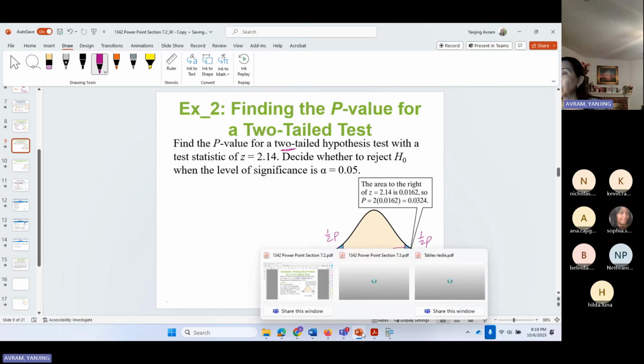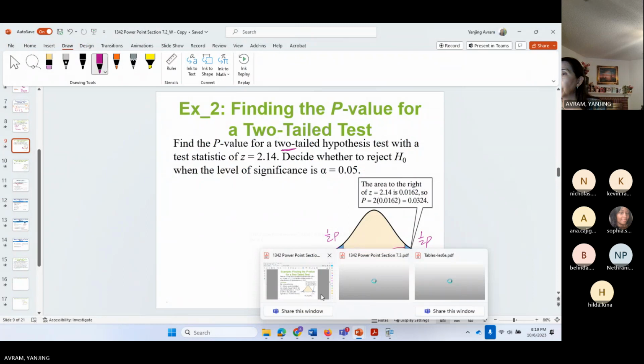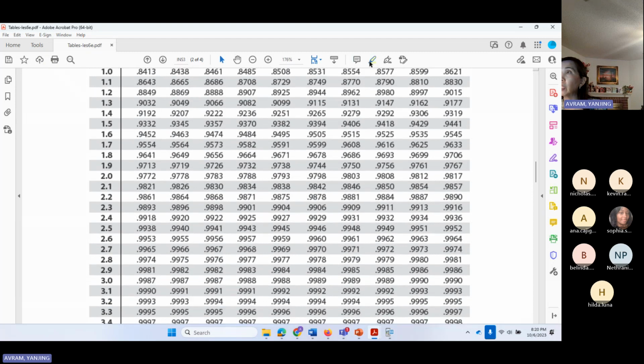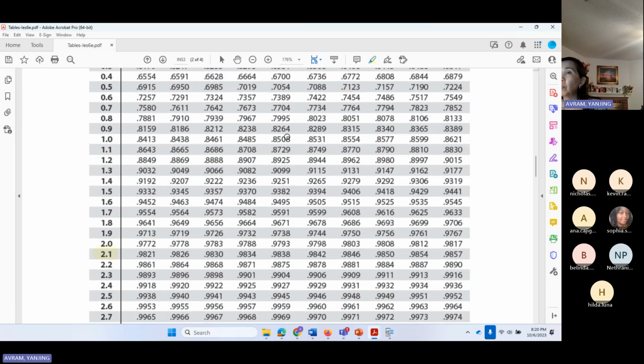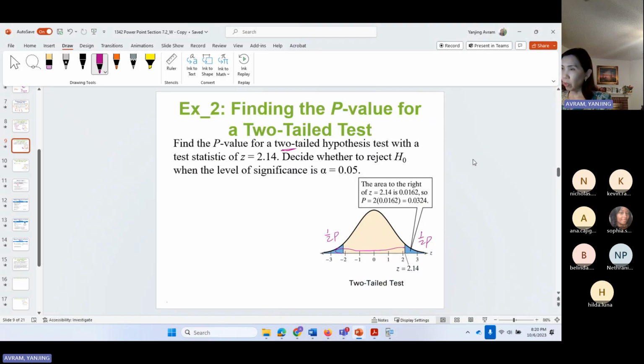So how do you find this one? Same thing, you read the table. Your z-score is positive 2.14. We have 2.1 in here, and 2.14 right here. So that is 0.9838. If you read a table, it's always the area to the left. So my area to the left here is 0.9838.